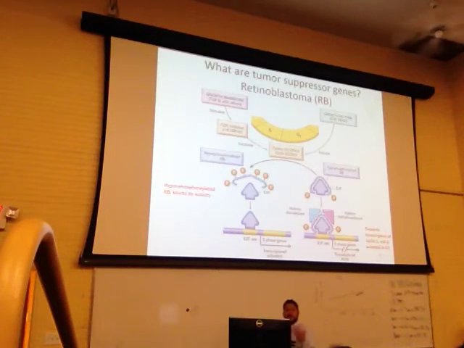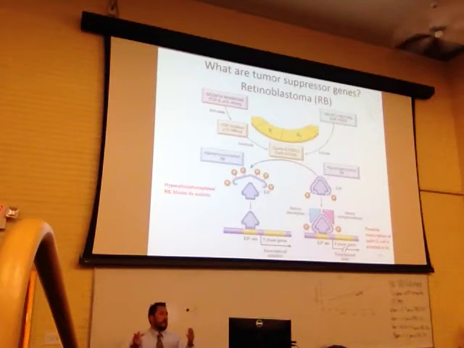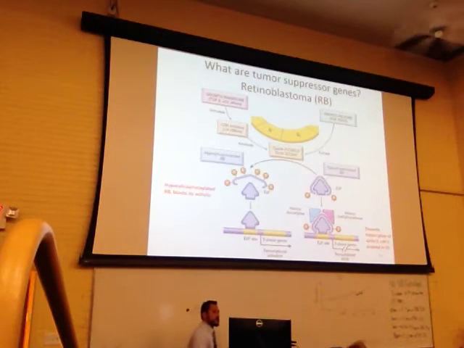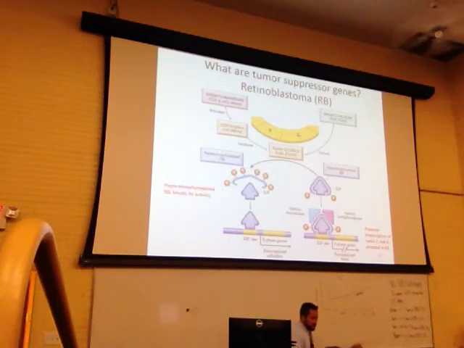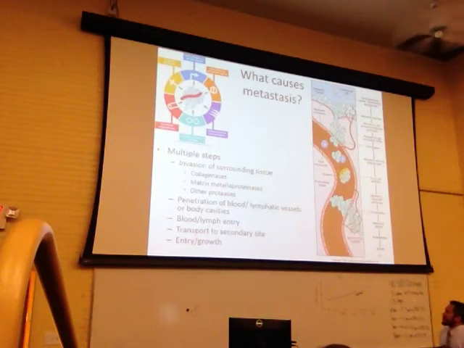So in a similar type of way, but a very different molecule using a different mechanism, retinoblastoma is a tumor suppressor gene. It was actually the first tumor suppressor gene that was discovered. So it's kind of a classic one. Now, let's go back to this idea of metastasis, and let's cover some of these mechanisms.